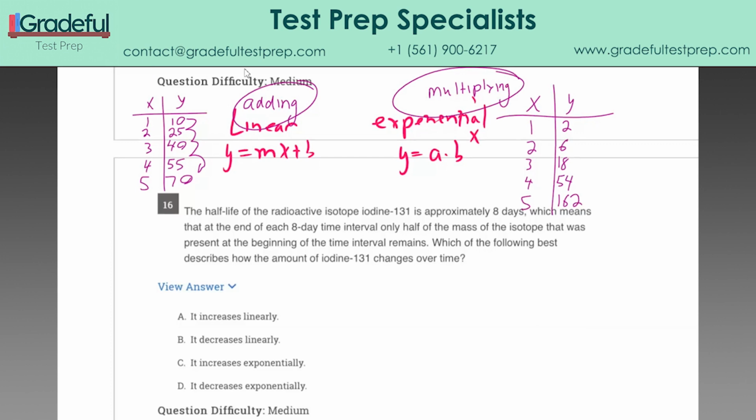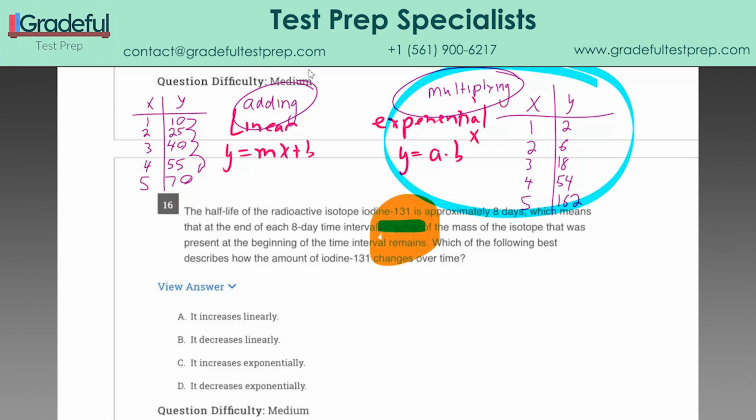We have something that is being cut in half. It's being divided by 2 or multiplied by 1/2. So we know it's an exponential because every time this progresses, there's a multiplication that's going on. And it's getting smaller because if I'm getting half of something, I'm making it smaller. So it's a decreasing exponential equation, which is D for number 16.